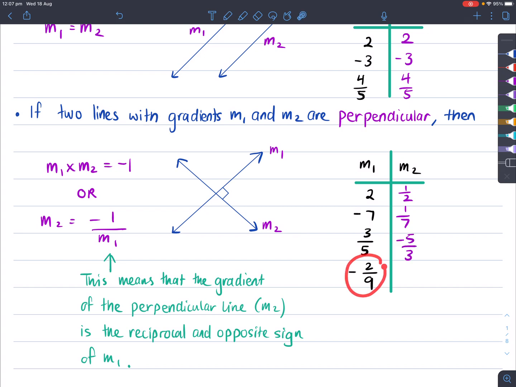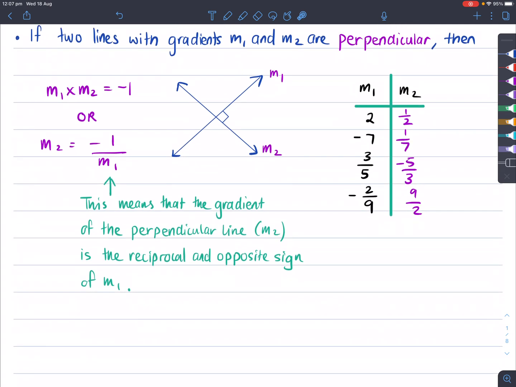Let's do the same thing to this number here, which is negative 2 over 9. If we find the reciprocal of this number, that would get us 9 over 2, but instead of a negative, we have a positive answer. Okay? Let's have a look at some examples on how to do these questions.